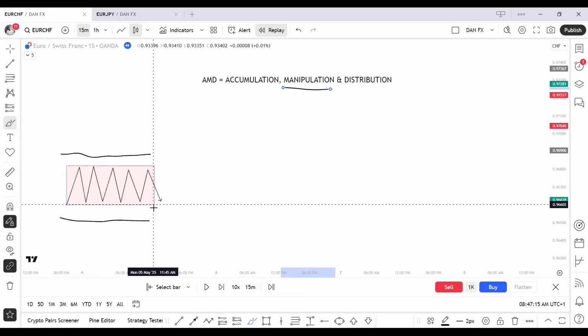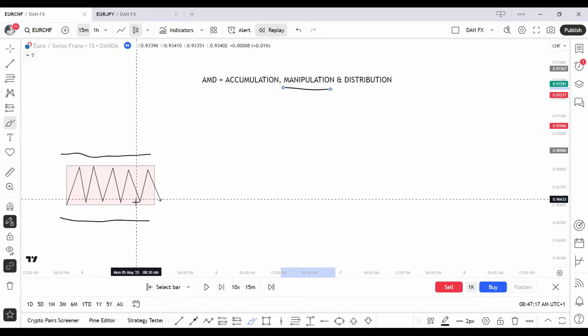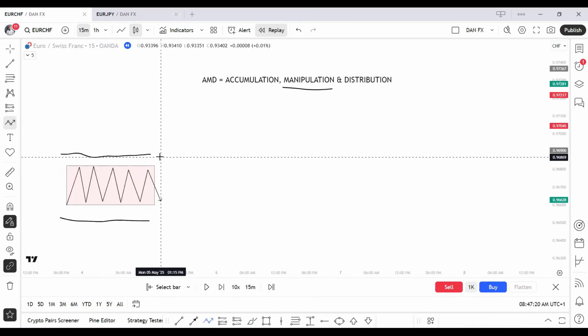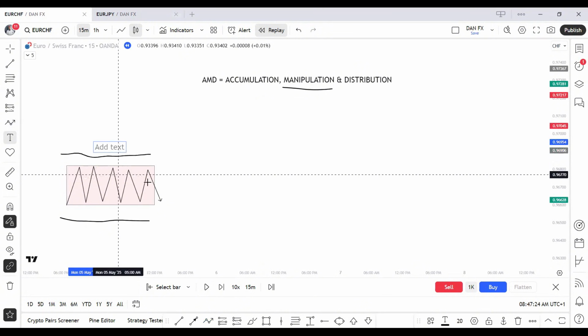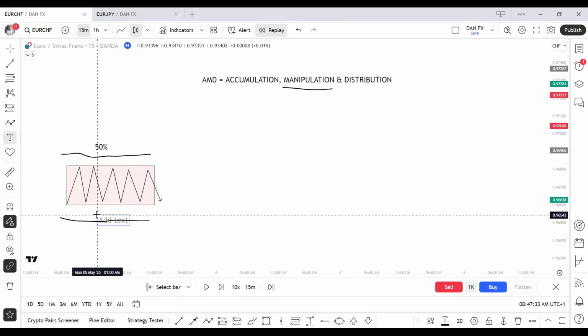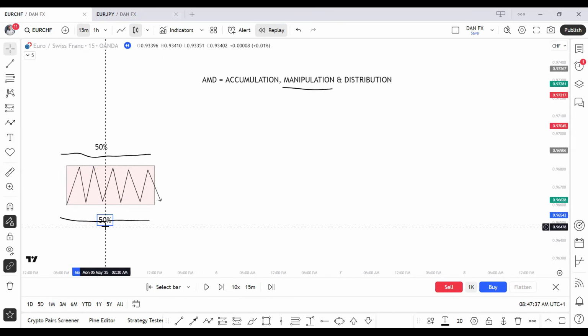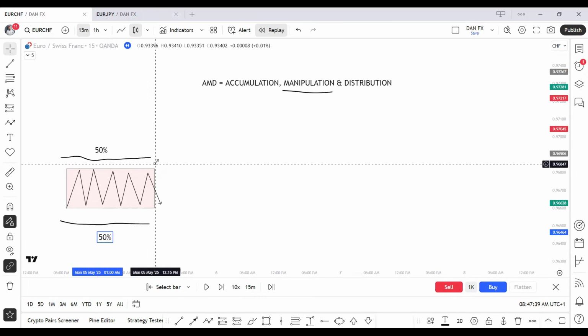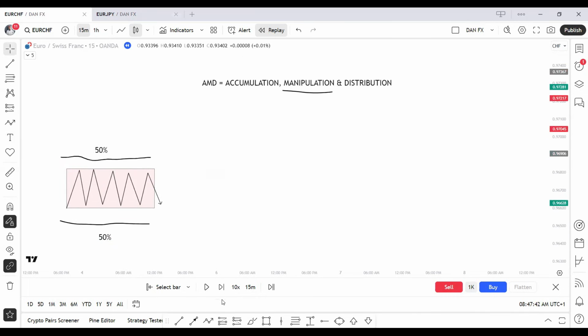If market makers want to go down for the day, since they have orders at the top here and orders at the bottom here, let's say the percentage of people buying and selling is at an equilibrium, right? Let's say, for example, you have 50% of people buying and 50% of people selling. Market makers have to offset this equilibrium. They have to change it.